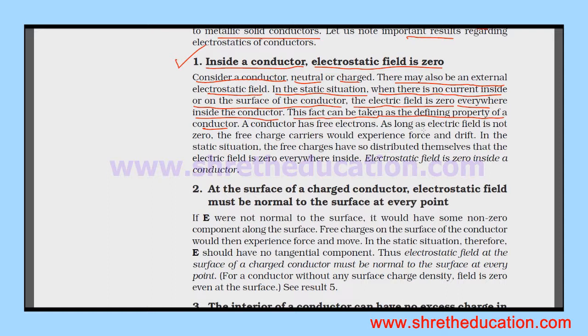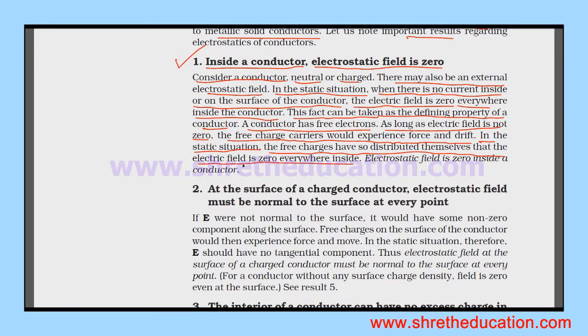A conductor has some substance, some material. The electric field is zero inside, and the defining property is that a conductor has free electrons. As long as the electric field is not zero, the free charge carriers would experience force and drift. In a static situation, the free charges have so distributed themselves that the electric field is zero everywhere inside.